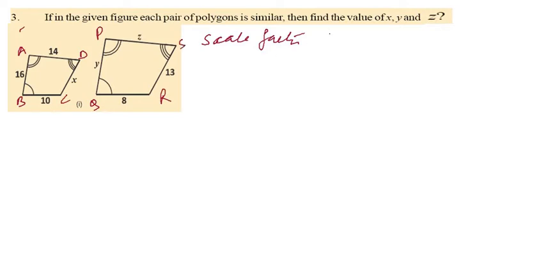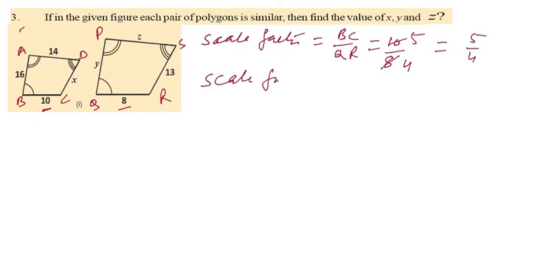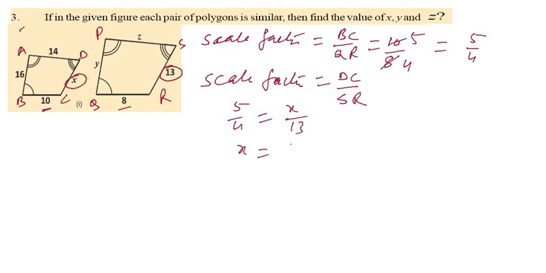So you can write here BC upon QR. Scale factor is BC upon QR. So BC is given as 10 units and QR is given as 8. So 2 fives are 10 and 2 fours are 8, so it will be 5 upon 4. Once again, scale factor will be equal to DC upon SR. Put the value: scale factor is 5 by 4 and DC is X, and SR is 13. So X will be equal to 5 upon 4 into 13. So 13 fives are 65 upon 4. So divide this one.